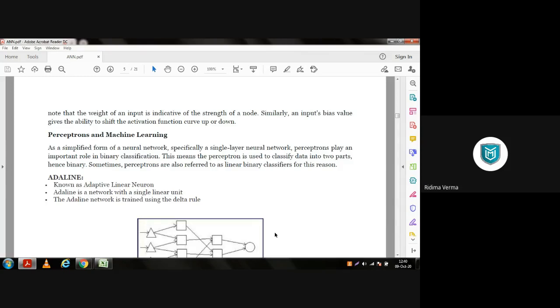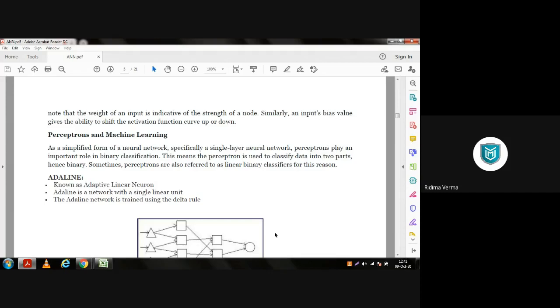Now, perceptrons and machine learning. As a simplified form of neural network, specifically a single layered neural network, perceptrons play an important role in binary classification. This means the perceptron is used to classify data into two parts. Sometimes perceptrons are also referred to as linear binary classifiers for this reason.